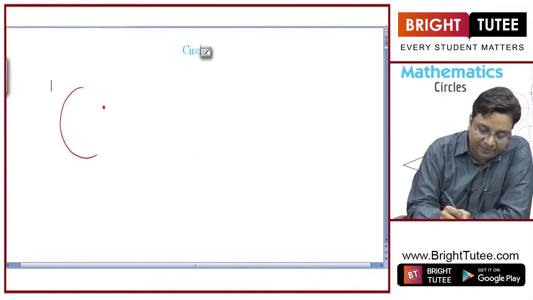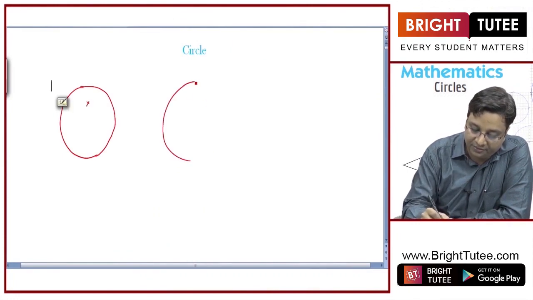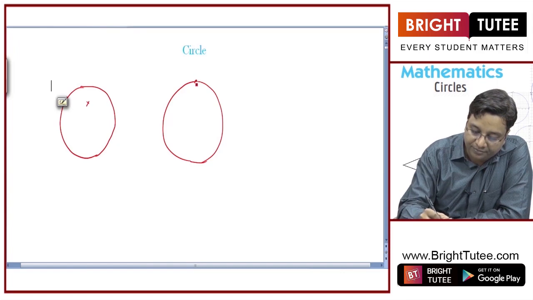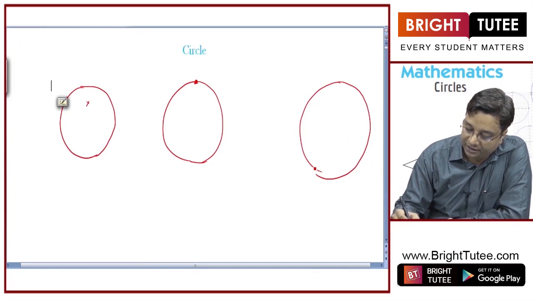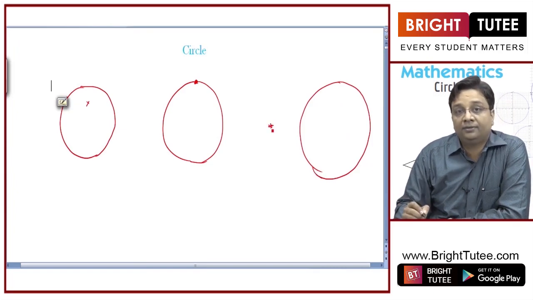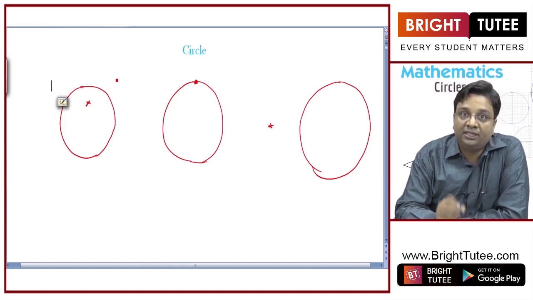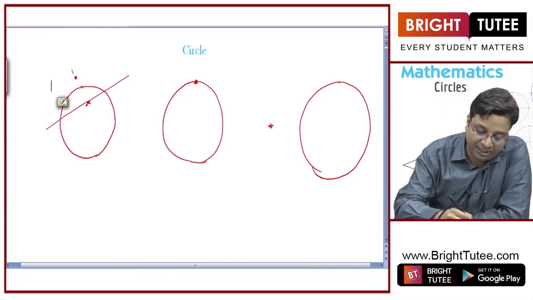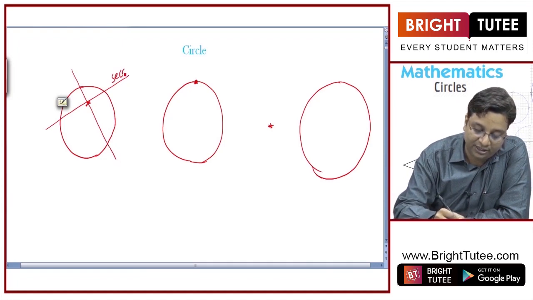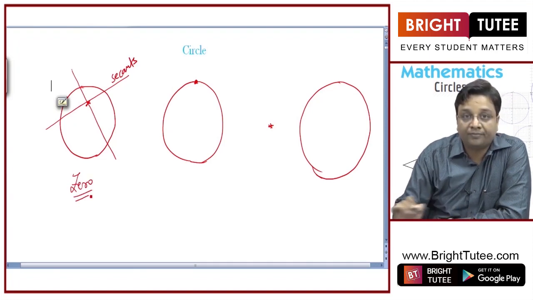Let us say there is a point inside this circle. In the second case, we can have a point which is on the circle, and the third case can be that the point is outside the circle. So how many tangents can you draw in the first case? You have to draw the tangent from this point to this circle. If you try to draw a tangent here, you will draw only secants. These lines are secants, not tangents. So how many tangents can you draw? Zero tangents, right?